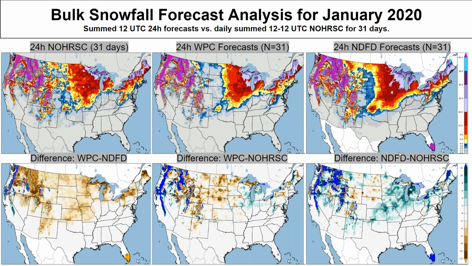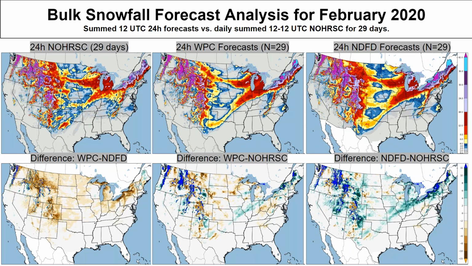If we go to February, more of the same here. I love the pattern in February. You can definitely see the storm tracks, the different storm events across the central United States, and even across parts of the Appalachians and Mid-Atlantic. Those are each individual storm events that occurred at some point during the 29 days of February.